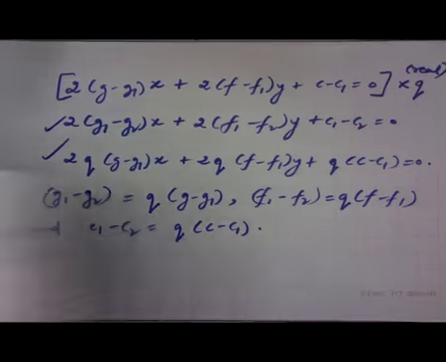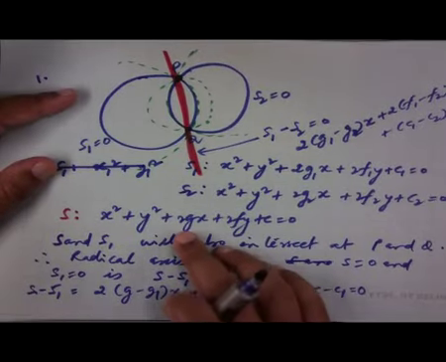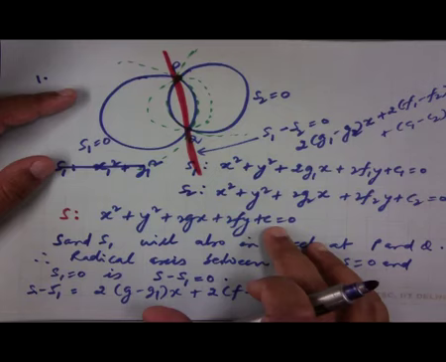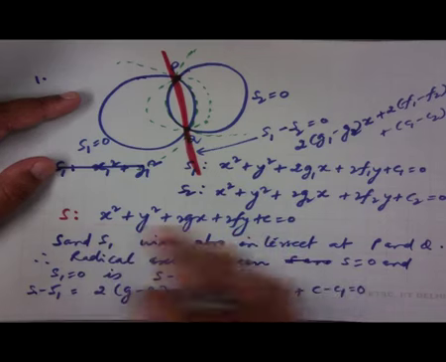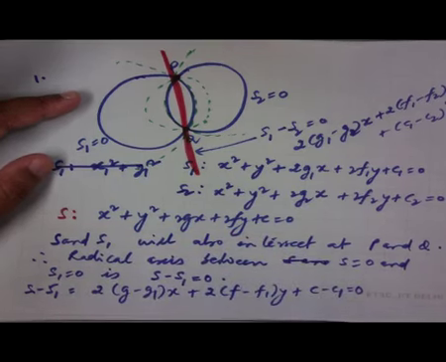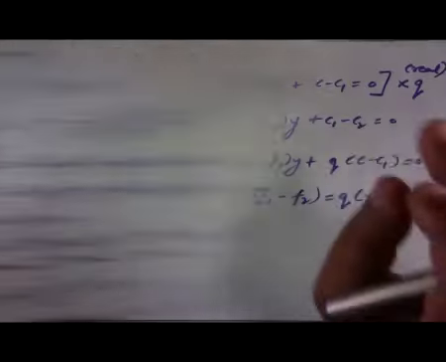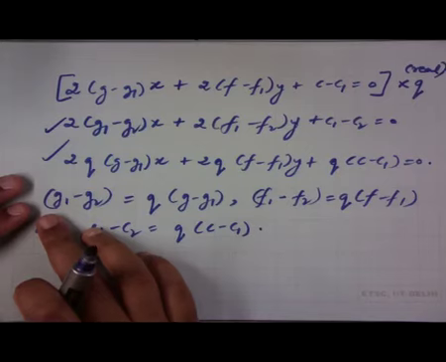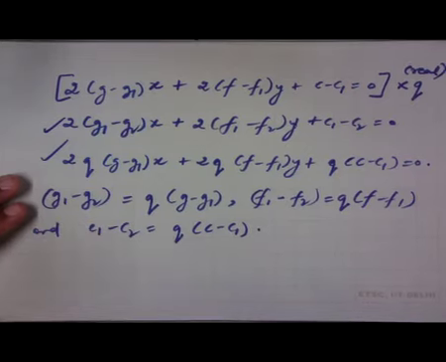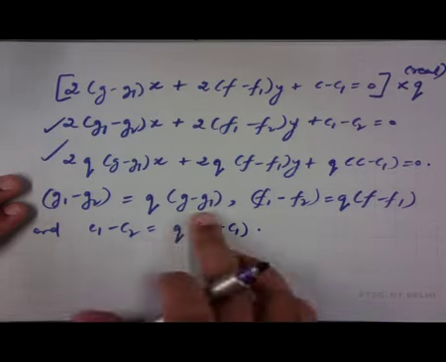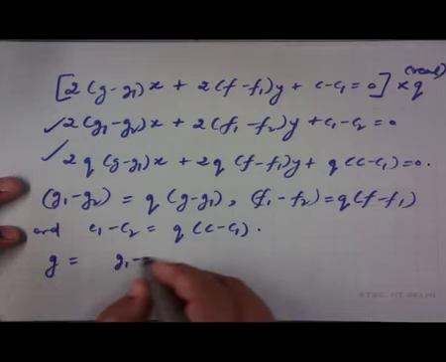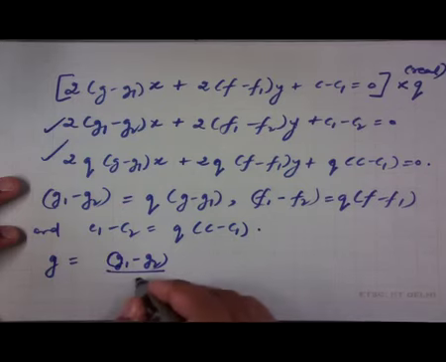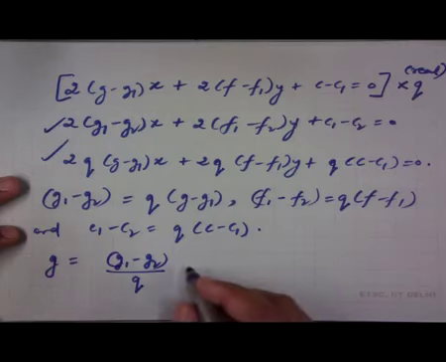Now, in order to find the general equation, there must be some relation between g, f and c. For this general equation, because this is representing the equation of all those circles which pass through both these points, let us see what properties g, f and c satisfy. So, from here what we can see is that g will be equal to (g1 minus g2) by q plus g1.